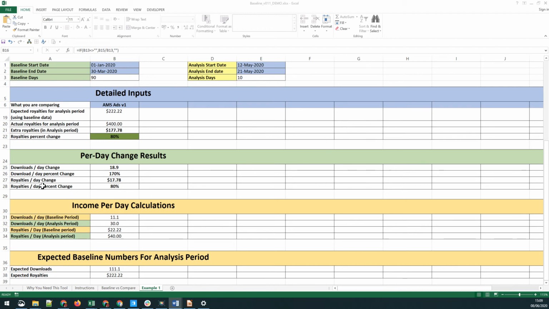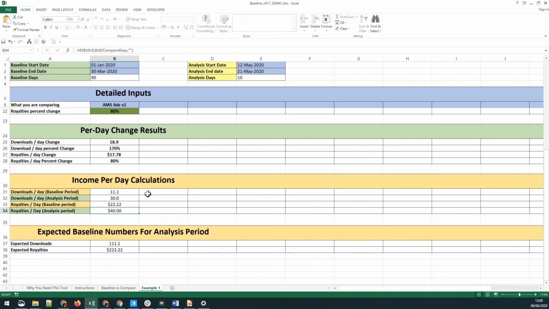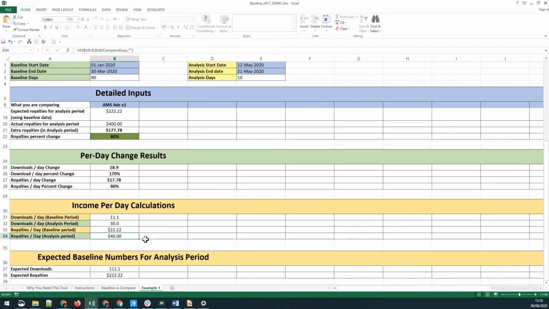So that is where we are at so far in terms of the royalties, and we'll just have a look at the income per day calculations. So again, we now have it for the analysis period as well. So we had it before for the baseline period, and we have it here for the analysis period. So you can compare that directly in terms of how many downloads per day you're up, and how much income per day. Probably not as useful as the other numbers, although it might be if you're looking at this for an extended period. For something like Amazon ads, you want to keep it running and know how much of an effect it will have.